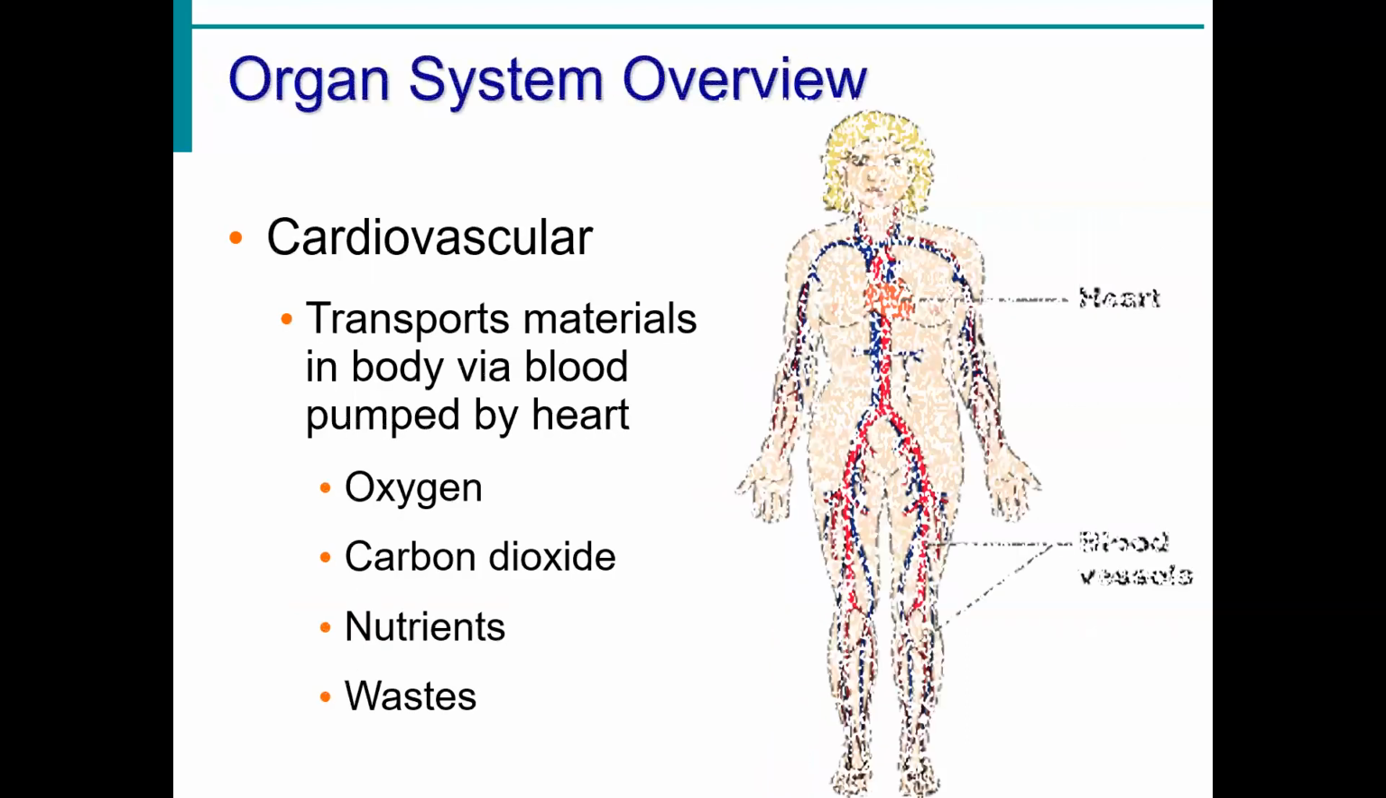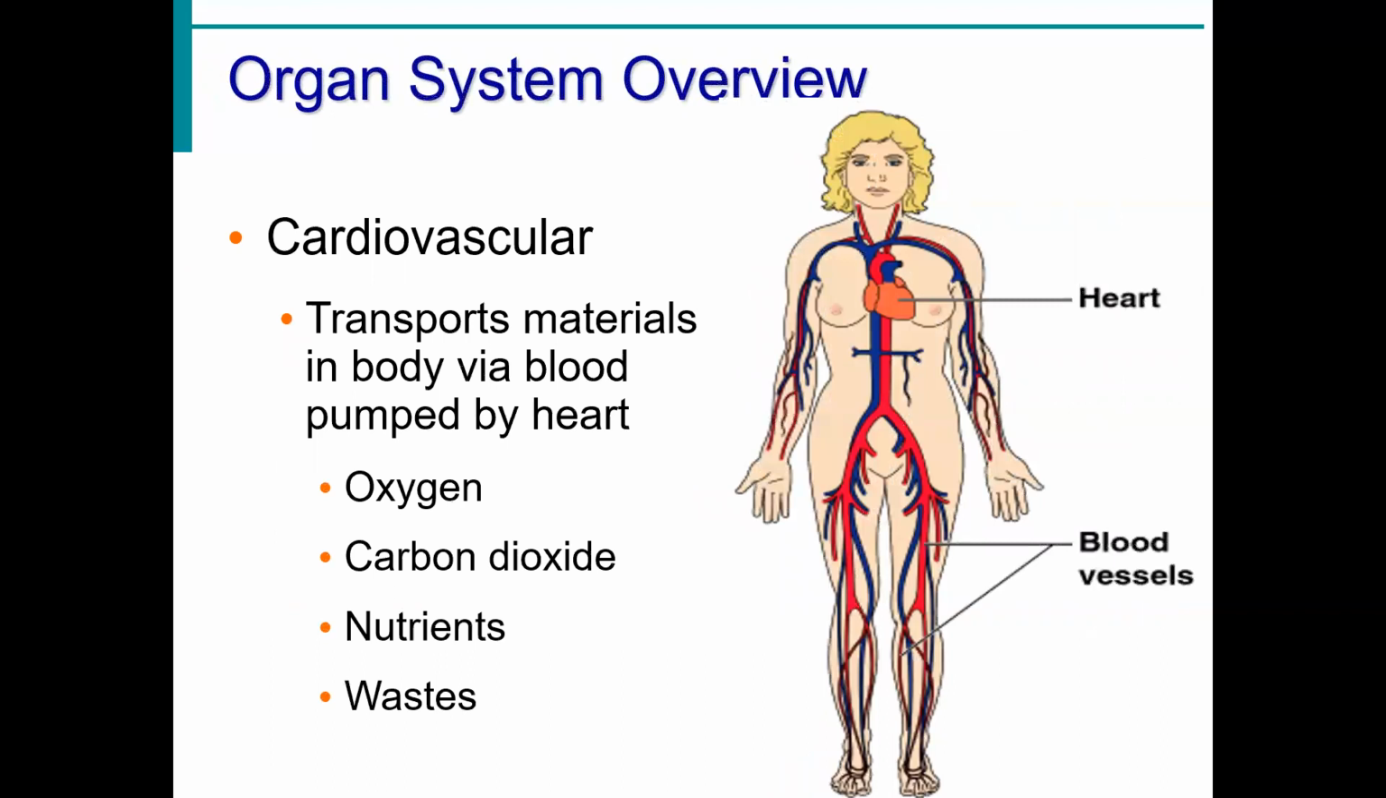All right, the cardiovascular system. This system contains the heart and blood vessels. The cardiovascular system is responsible for transporting materials in the body via pumping blood. All right, we've got oxygen, carbon dioxide, nutrients, waste. These are all being pumped through these blood vessels and veins that we have.